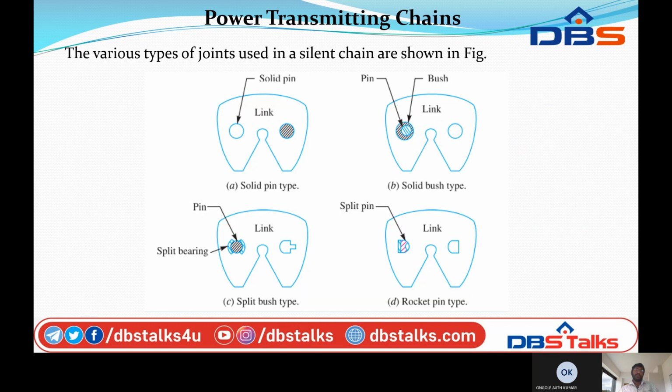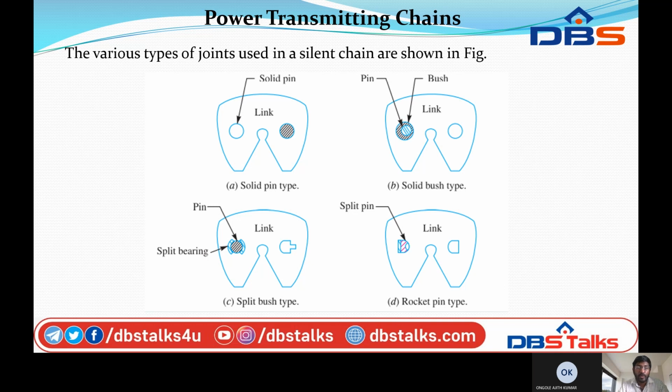So the various types of joints used in the silent chain are shown in the figure. We can see the figure. It has 4 types of joints used in the chains. The first one is the solid pin type. It has two holes, with the link arranged and attached. So this is the solid pin.